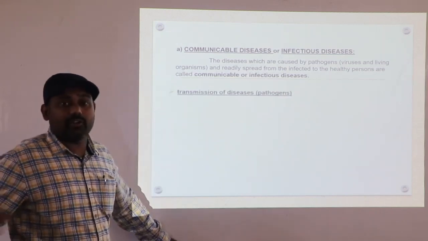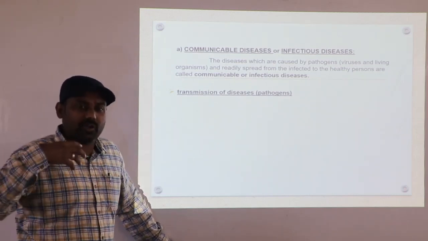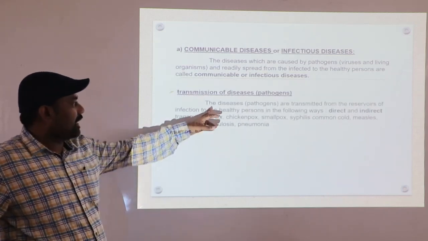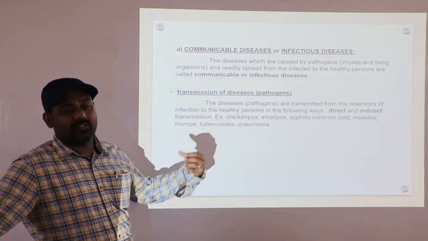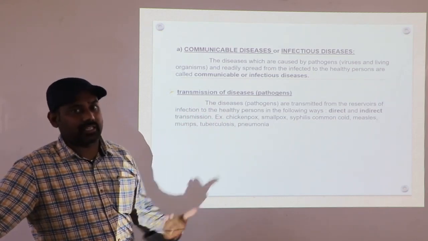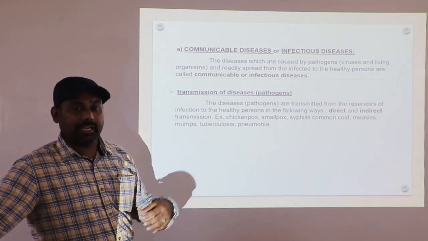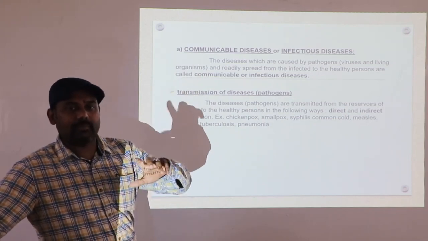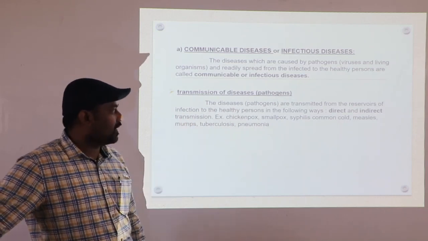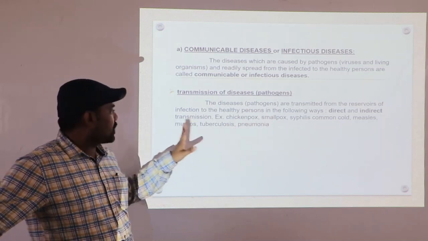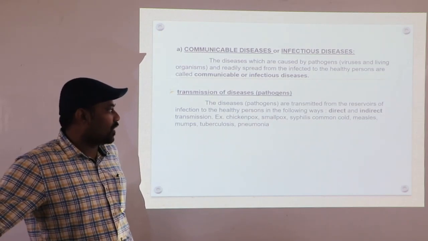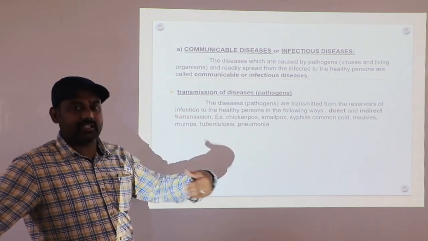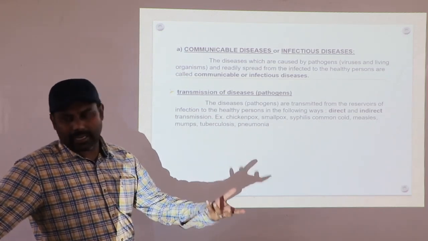So these all come under infectious or communicable diseases. And the mode of transmission: how are they going to spread from infected person to healthy person? By means of direct and indirect transmission. The pathogens are transmitted from a reservoir. The word reservoir refers to where they are actually present. It may be soil, air, water, blood, present on the body or within the body, wherever it may be. Where they are present and located is simply called the reservoir. Clear? So an infection reaches the healthy person in the following ways, that is direct or indirect. Examples: chickenpox, smallpox, syphilis, common cold, measles, mumps, tuberculosis, pneumonia, etc. These all come under infectious diseases in the mode of transmission. Clear? It may be direct or indirect.